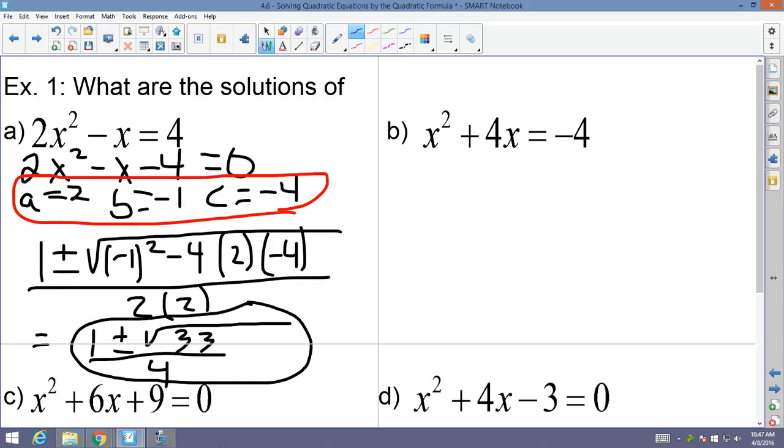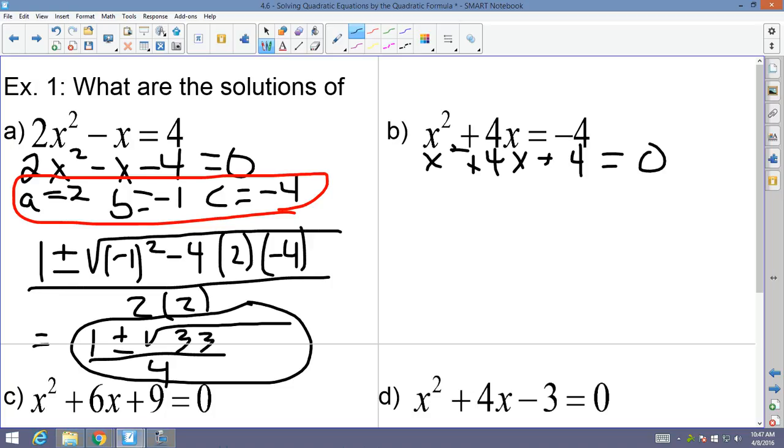Does that make sense, guys? Questions, comments, concerns? Easy, right? All right. Number 2. First of all, what do I have to do here? Let's try, you add 4. So I'm going to have x squared plus 4x plus 4 equals 0.